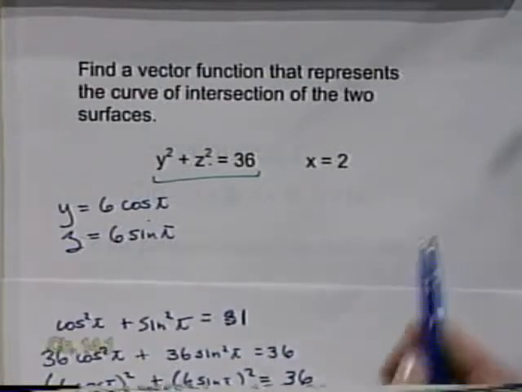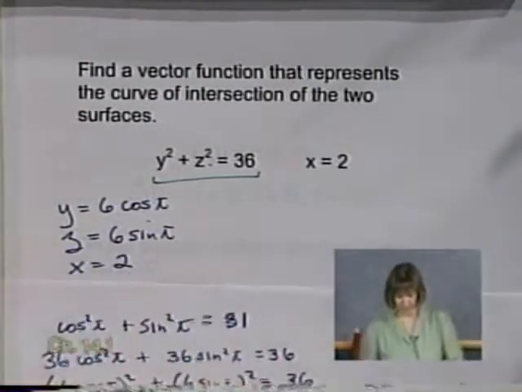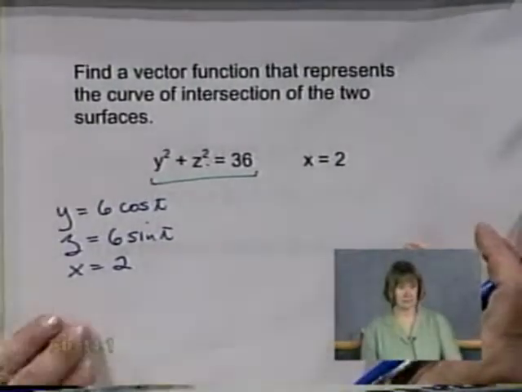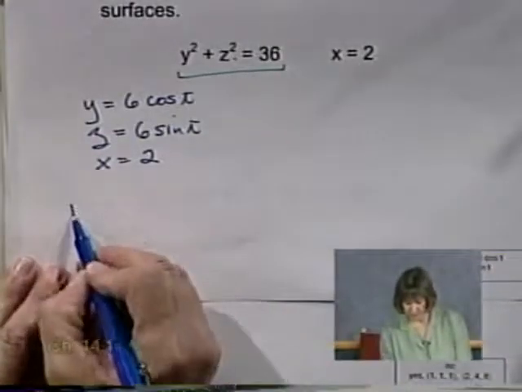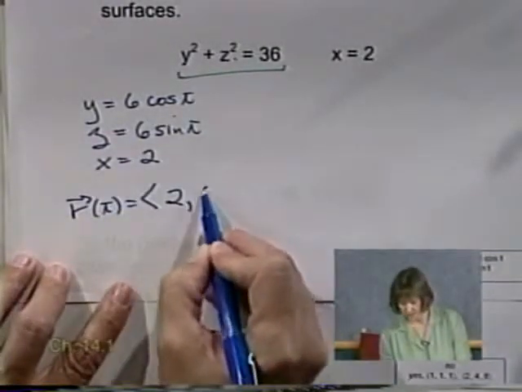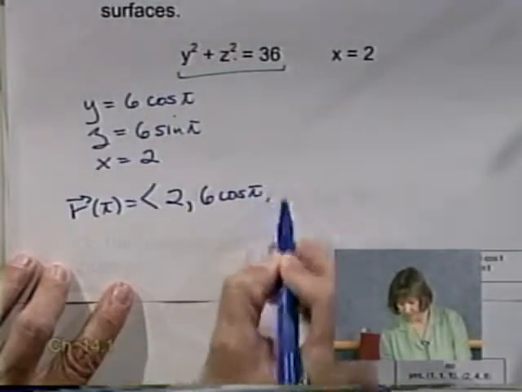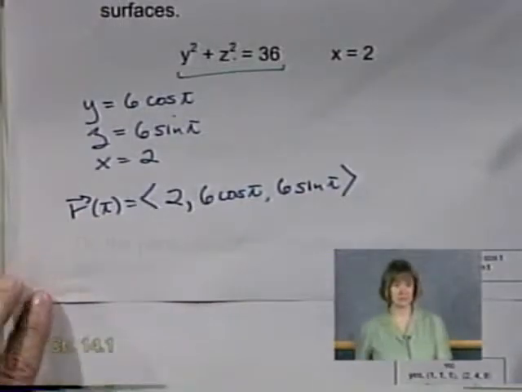And therefore, x is just 2. So we can let x be 2, and we're done. That was an easy one. Looking at this, our vector valued function r of t would be 2, comma, 6 cosine t, comma, 6 sine t. And we're done.